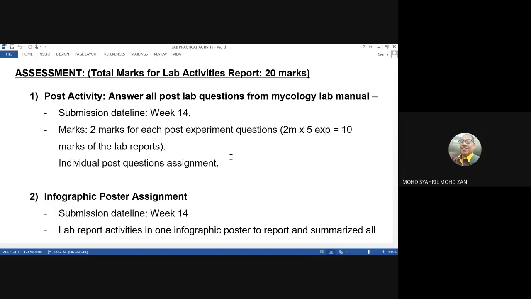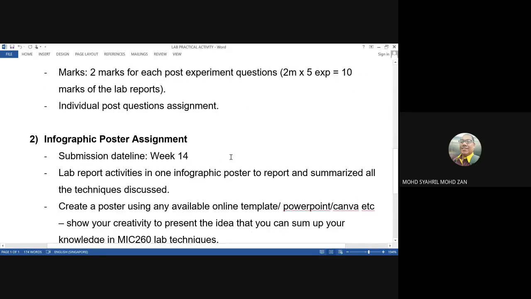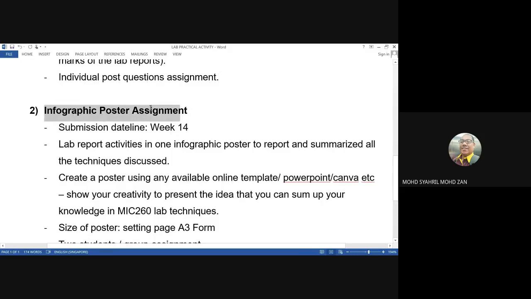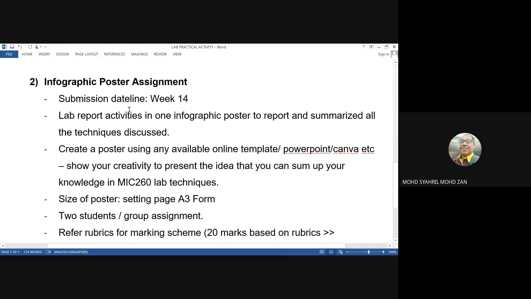Okay, number 2, you have to do the infographic poster assignments. Okay. Again, submission deadline will be week 14. So it's more on the lab report activity, one infographic poster to report and summarize all the techniques we discussed. Okay, this one kita buat dalam satu A3 form. Okay, so macam mana awak nak buat? Kita kena buat satu poster yang merangkumi semua lab kita yang ada.